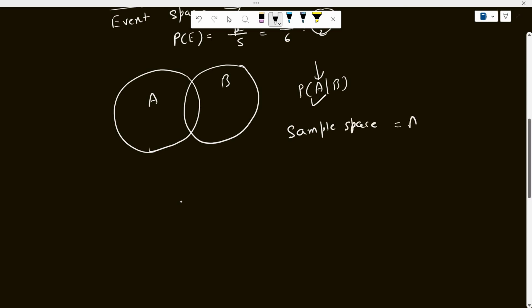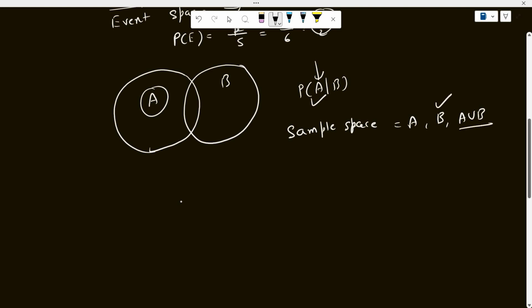Whether it will be A, whether it will be B, or whether it will be A union B, what will be the sample space? See, we have to find out A to occur when B has already been done, which means that A is totally dependent upon B. So the sample space will be B.